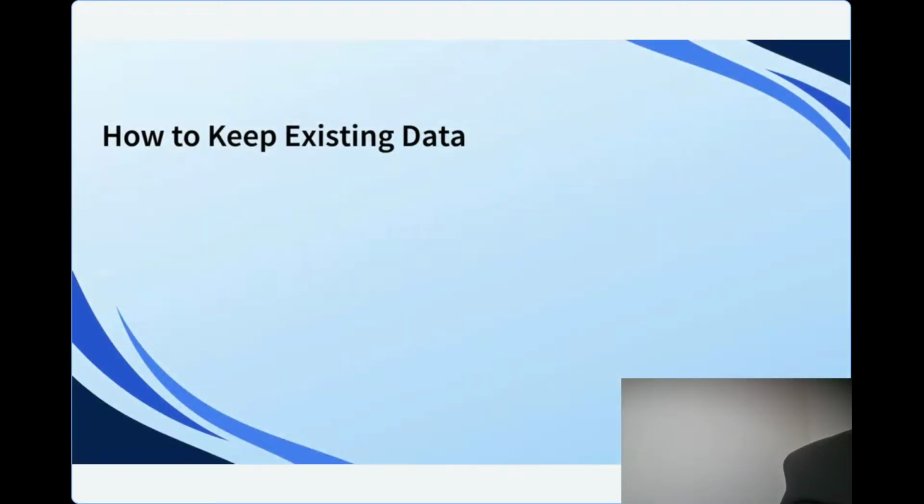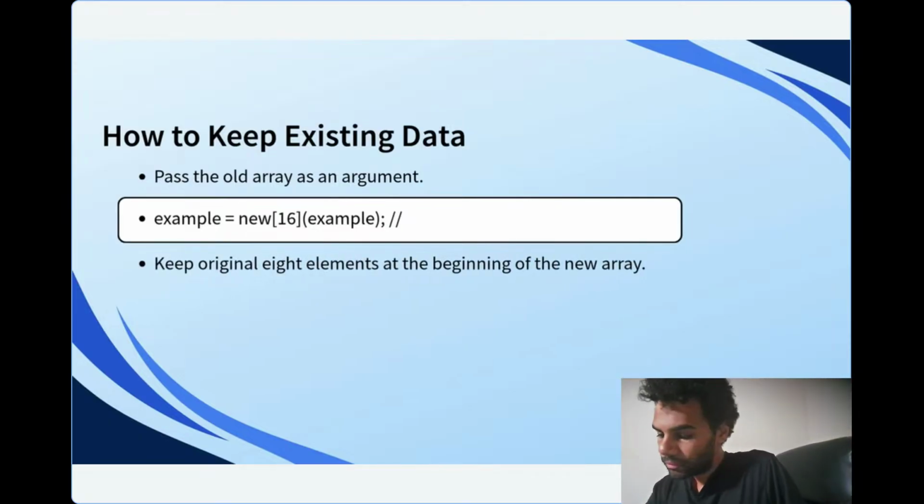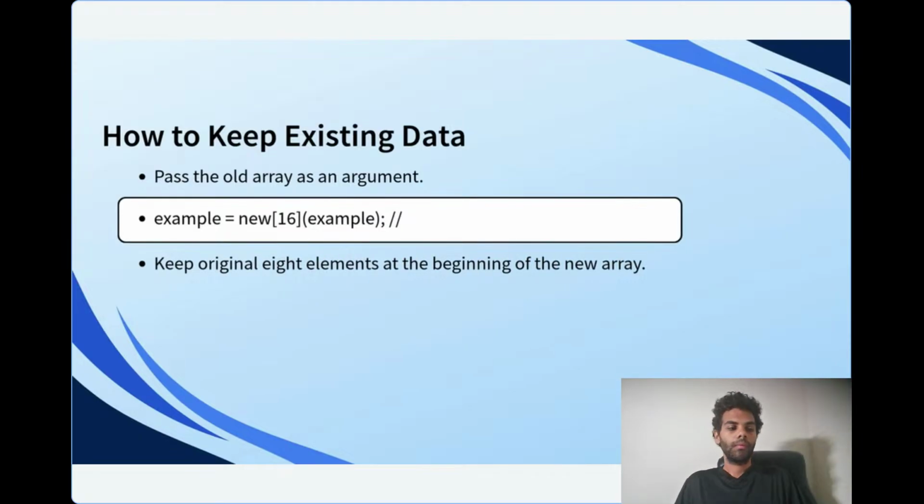But what if you want to keep your existing data? Pass the old array as an argument. So example is equal to new in square brackets 16, with the old array in curly braces. This is an example that resizes while keeping the existing data. So this way, the original 8 elements stay at the beginning of the new array and the remaining positions are empty.